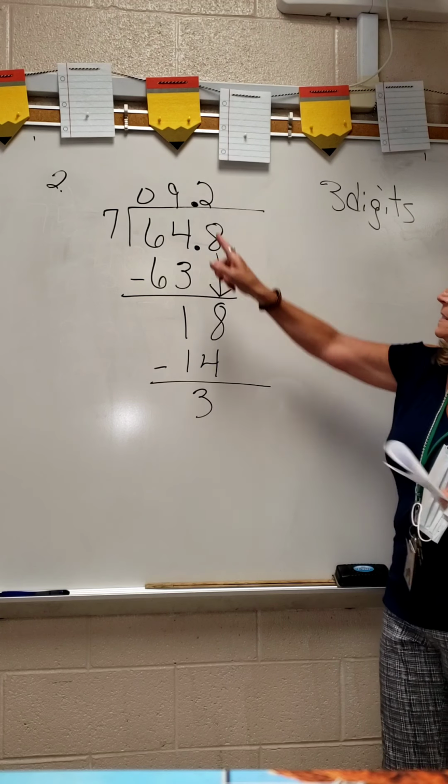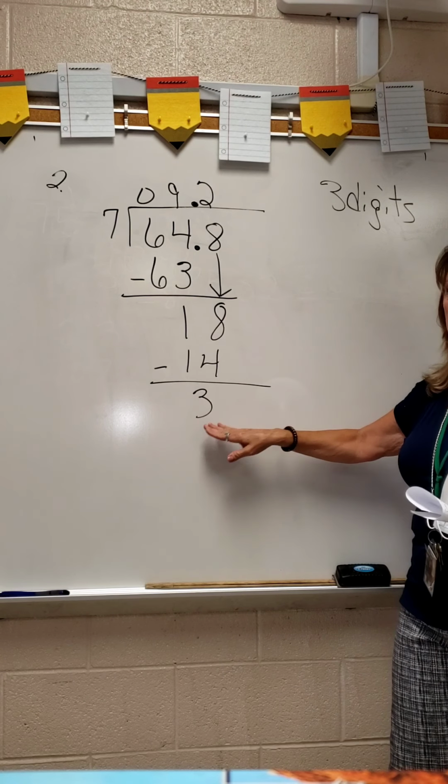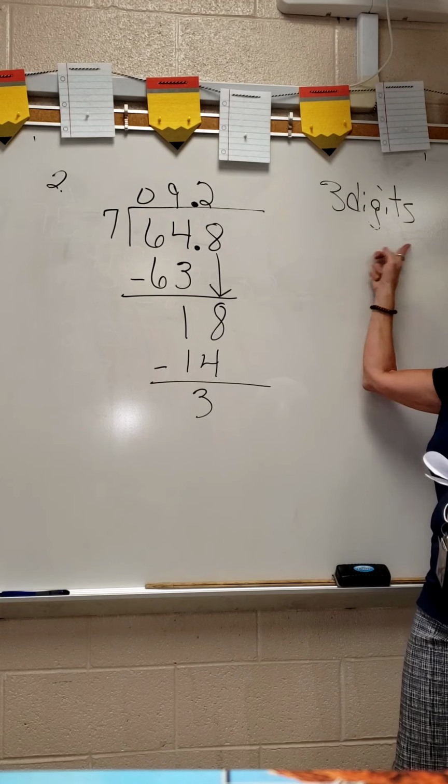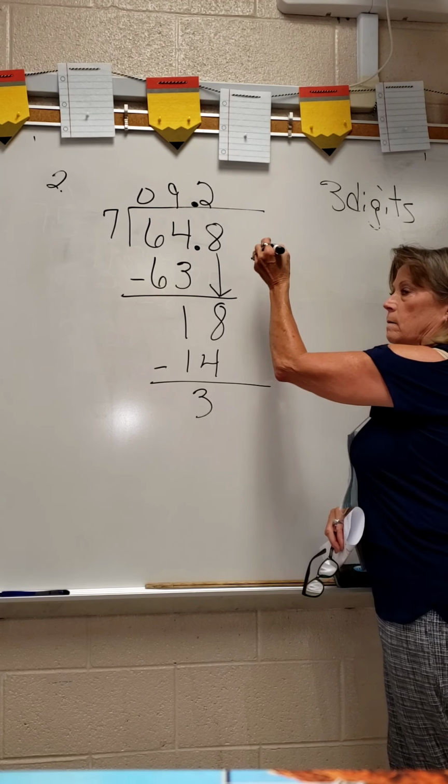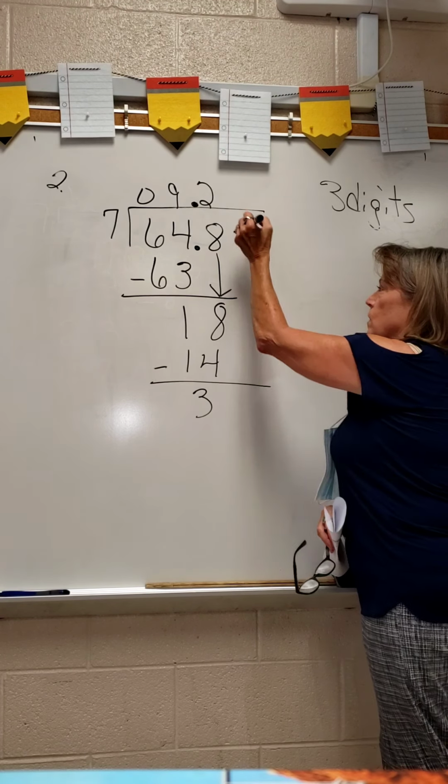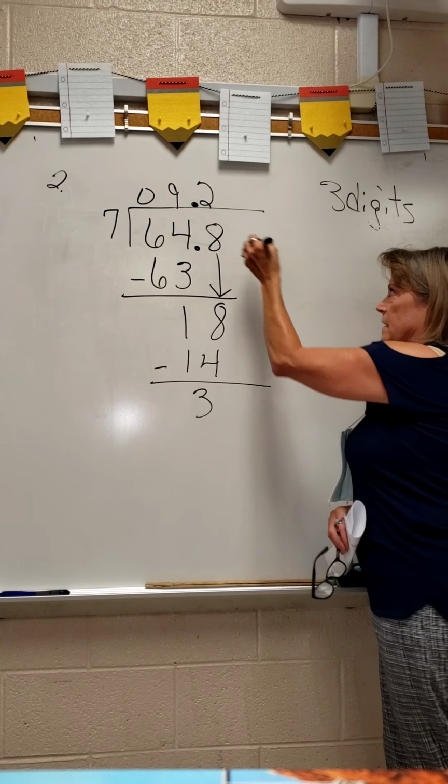How many numbers are past this decimal? 1. And we don't want to have a remainder because we got to have how many digits? 3. All right, so we add what? 0. That's it. Where do I put it? Behind the 8. That's right.